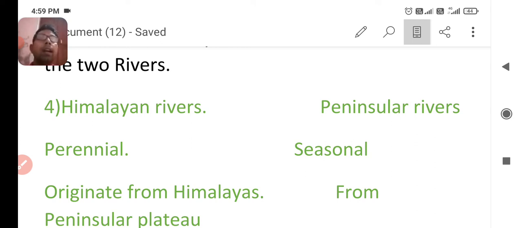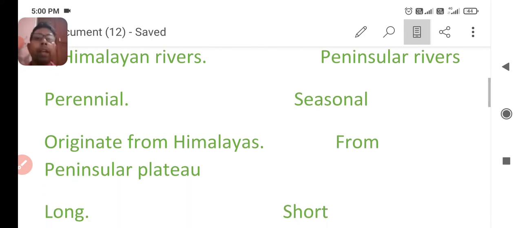And seasonal rivers are the rivers which flow in the rainy season only, or it means in a season. Season means the rainy season. So that's why we can say that Himalayan rivers are perennial. And why are the Himalayan rivers perennial? Because they get water from the glaciers in the mountains, and there is a lot of rainfall in this area. On the other hand, peninsular rivers are seasonal because there is not too much rainfall.